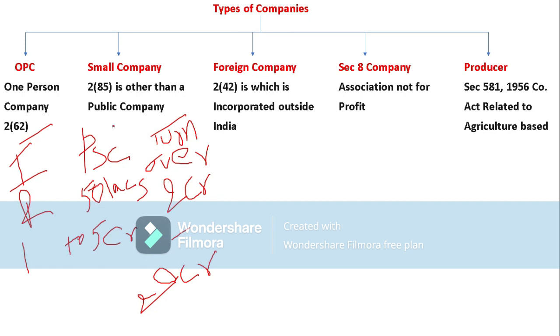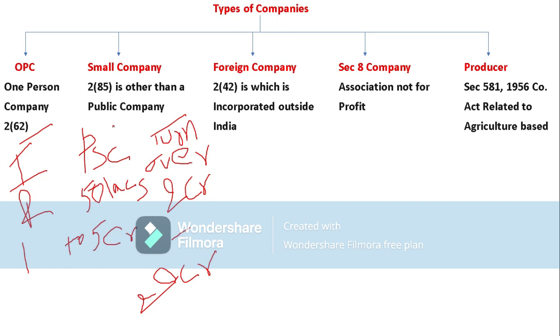Okay. Now coming to foreign companies. So what does foreign company mean? According to section 2, subsection 42, the company which is incorporated outside India, which is registered outside India, those companies are known as foreign companies. Okay. So here we can say that which is incorporated outside India plus working in India electronically or physically. Okay. So such companies are treated as foreign companies.